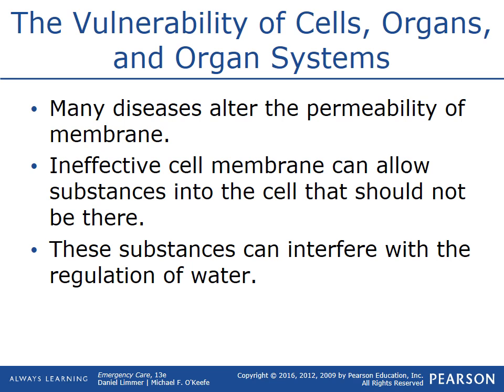So a lot of diseases can alter the permeability of the membrane, and the cell can actually leak water out if the membrane is not functioning correctly. It can also let substances into the cell that really shouldn't be there. And then these substances can interfere with the regulation of water also. You can correlate this with what we call edema or swelling.